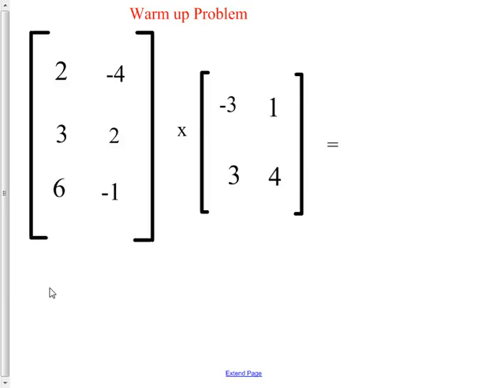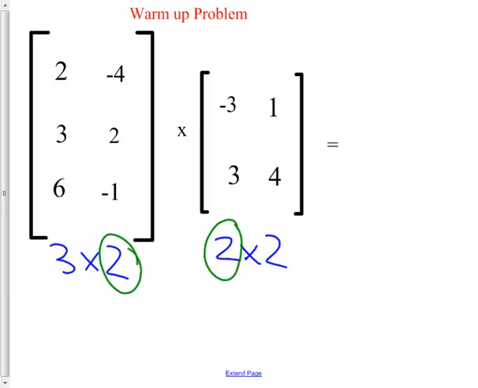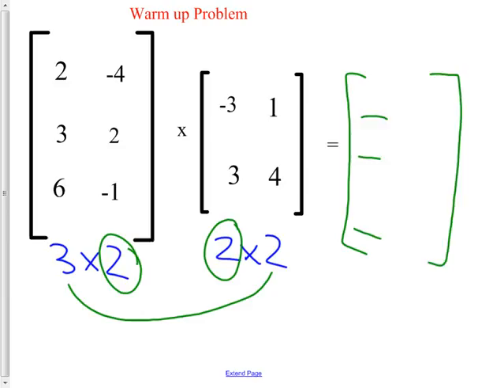Okay, before we can multiply, what do we need to check? The dimensions. So this is a 3 by 2, 3 rows by 2 columns, and then this is a 2 by 2. If the inside numbers are the same, which they are, then we take the outside numbers as our new dimensions. So our new one would be a 3 by 2, 3 rows, 2 columns.